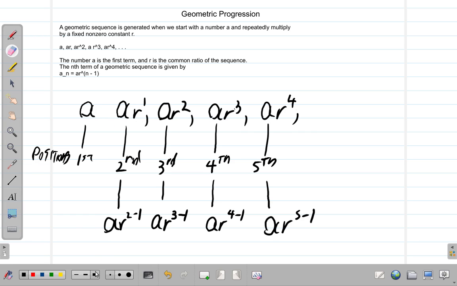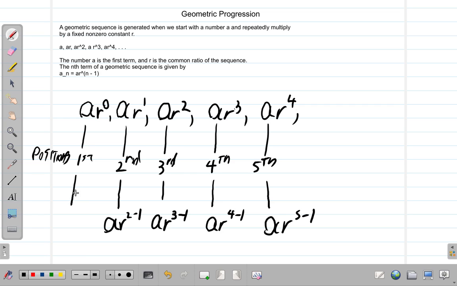Well, A, if I want to show the R here as well, I would have to have R to the 0. Now R to the 0 is 1. So that's why I didn't really need to write it down. I just show A. But I want to show the R now. And I want to show the position that this term is in.